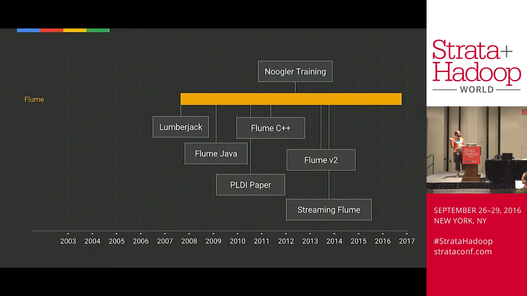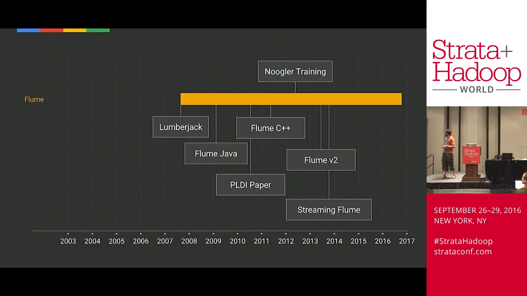Flume C++ came out a little later. Somewhere in 2012, Flume was added to nuclear training at Google, so that means at that point in time, every new person joining Google was trained on using Flume. And that was really the beginning of the end for MapReduce, because at that point, everybody was learning about Flume, and so the usage of MapReduce began to decline.